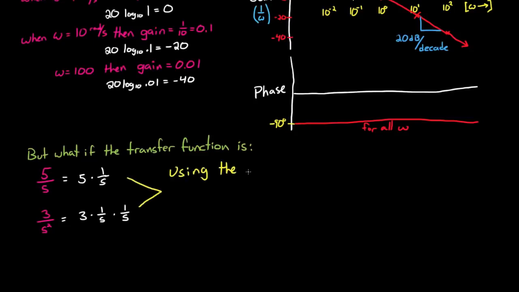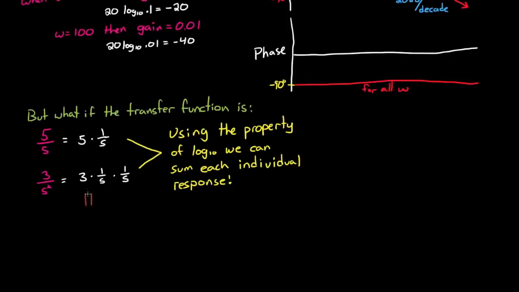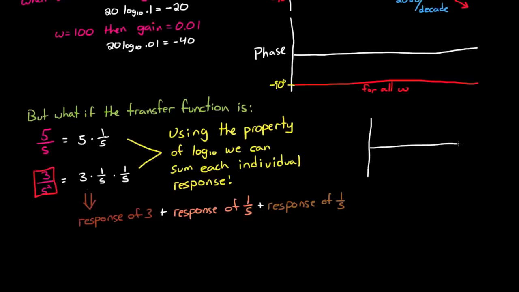And now because of the properties of logarithms, we can take the frequency response of each part individually and add them together on a Bode plot to get the frequency response of the entire transfer function. And that's one of the main reasons why we plot on a log-log scale, so that we can take advantage of adding these frequency responses together rather than having to multiply the responses, which would be much more difficult. So for this second transfer function, we can take the response of a gain of 3 and the response of 1 over s plus the response of 1 over s to get the response of 3 over s squared.